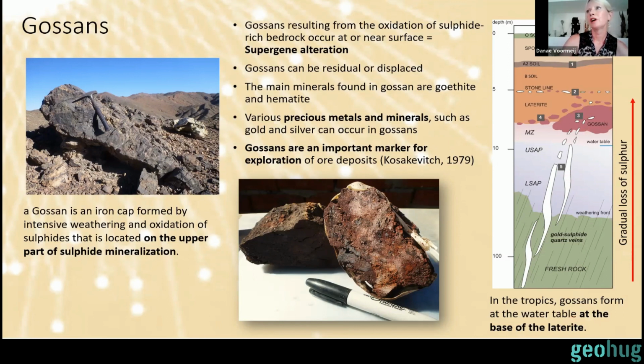And what can happen over time is all of that above can erode away, and you can have an exposed gossan sitting in your laterite. And of course, they're great markers for exploration of the ore deposits.